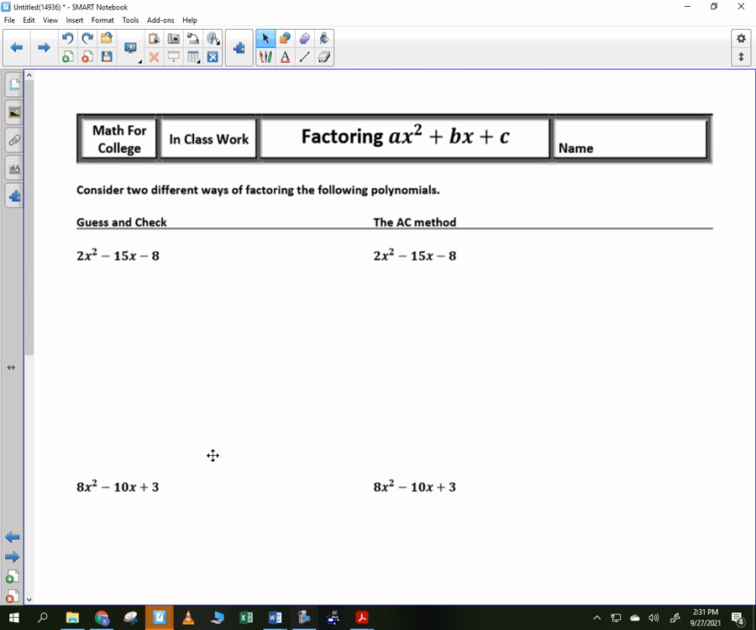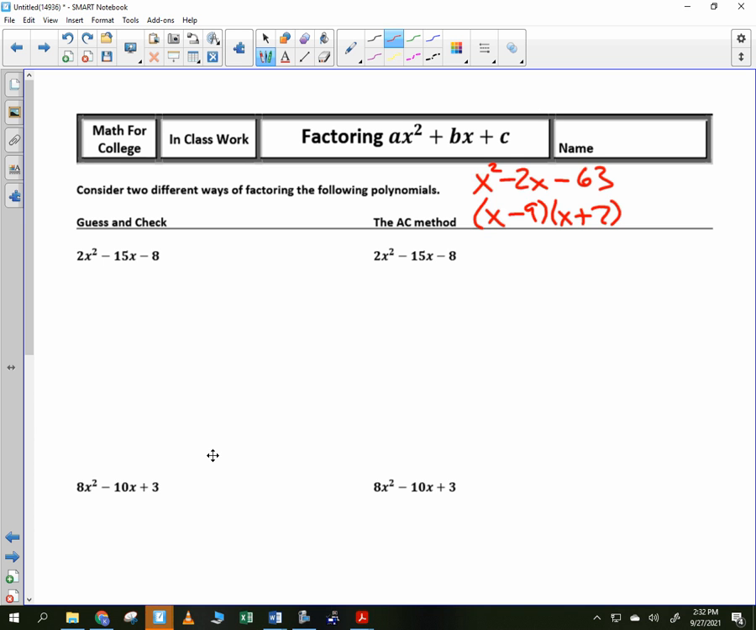Today we'd like to factor ax squared plus bx plus c. So the other day we showed you how to factor, say, x squared minus 2x minus 63. You knew that factored to x minus 9 times x plus 7. And what was nice about that is, you saw that negative 9 and positive 7 add to negative 2.